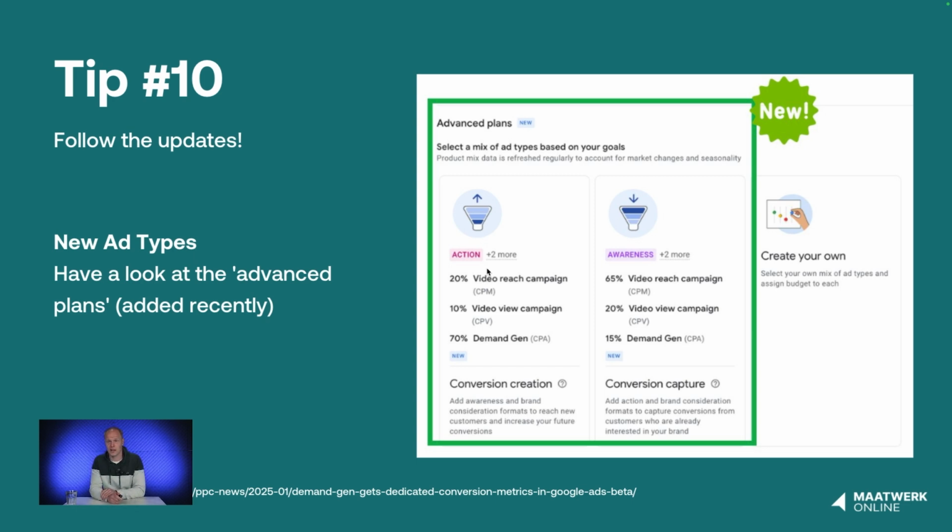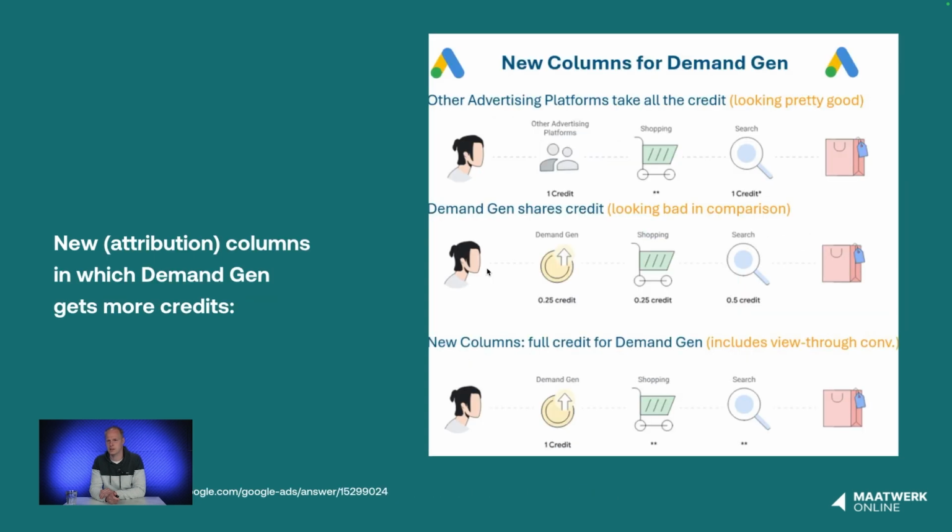This is the first example. There are new ad types coming, so have a look at the advanced plans. This is already in place at the moment. There's a link below where you can see the information about this topic. This is being released in January 2025, if I'm correct.